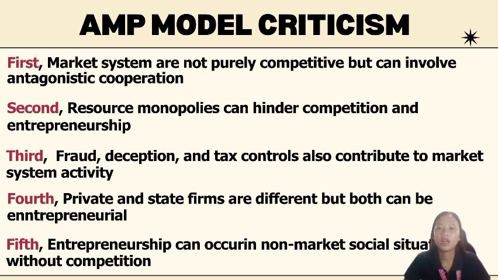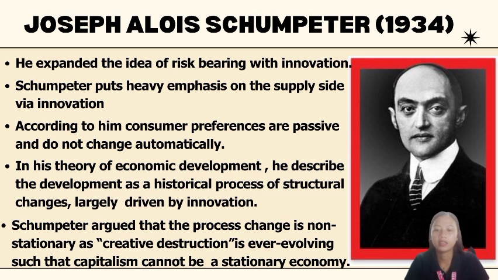So Joseph Schumpeter expanded the idea of risk bearing with innovation, and he also puts heavy emphasis on the supply side via innovation. According to him, consumer preferences are passive and do not change automatically. In his theory of economic development, he described development as a historical process of structural changes, largely driven by innovation. Schumpeter argued that the process of change is non-stationary, as creative destruction is ever evolving, such that capitalism cannot be a stationary economy.